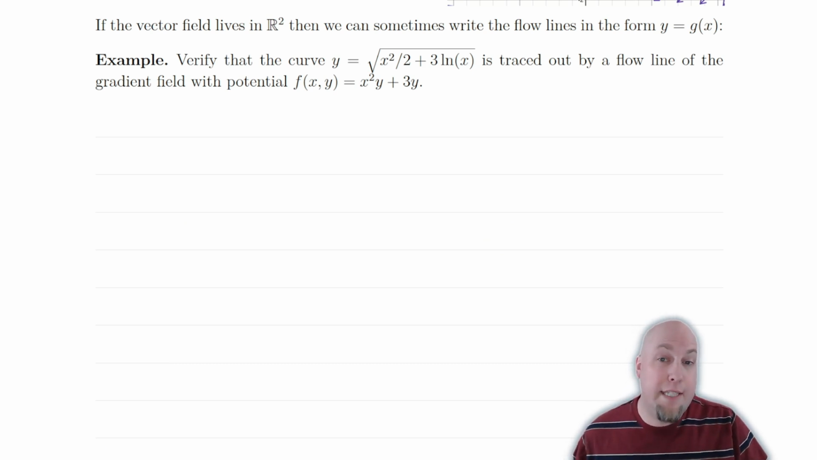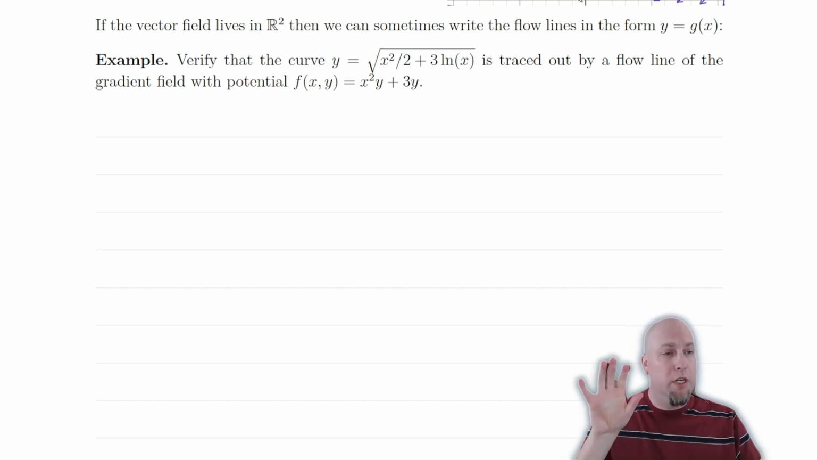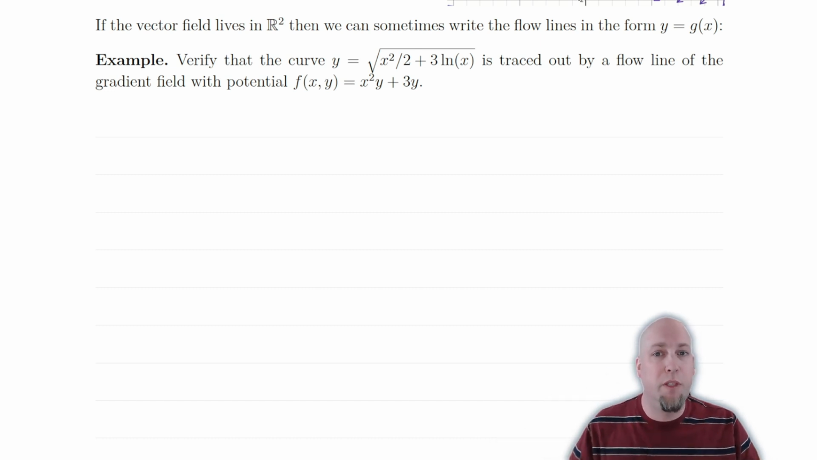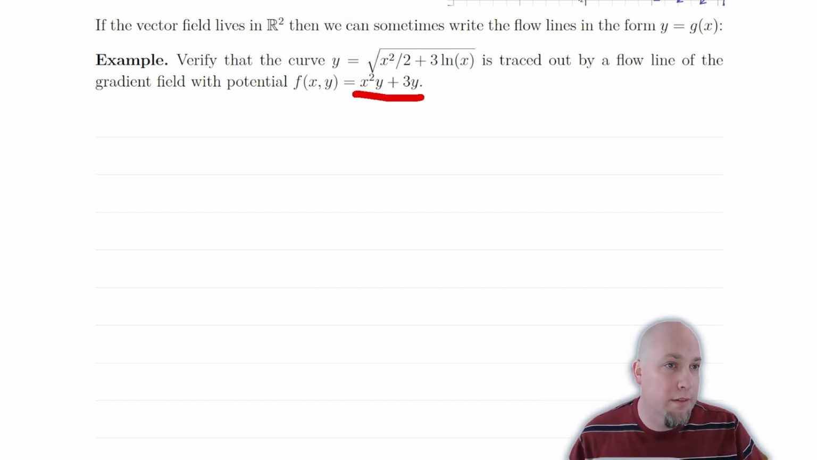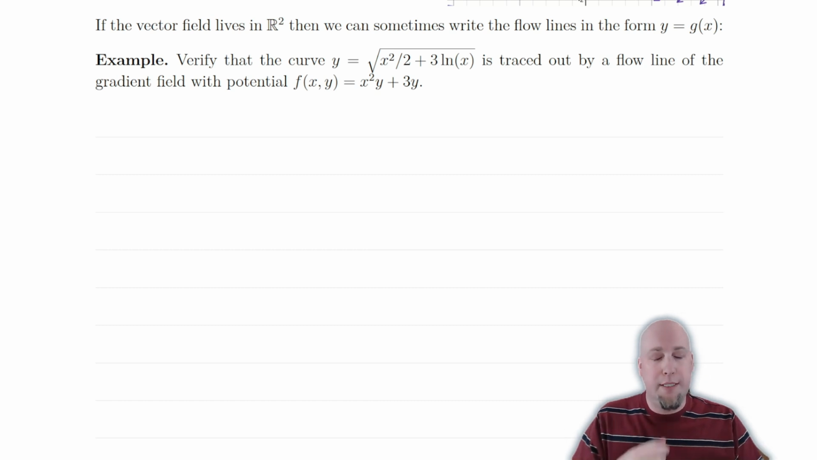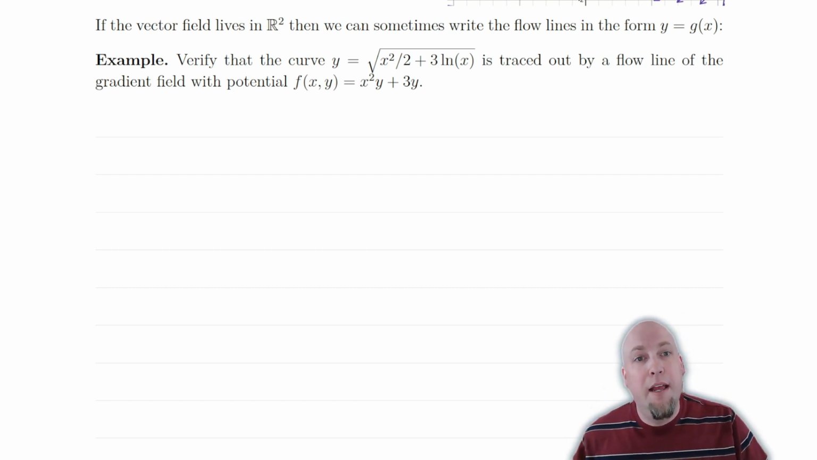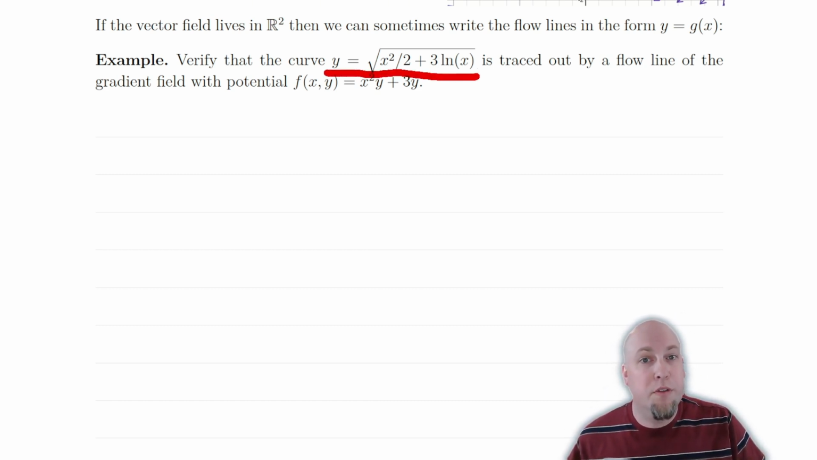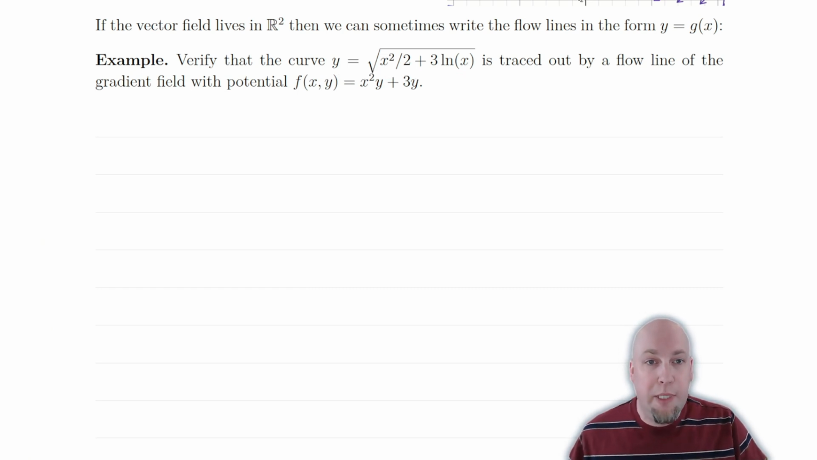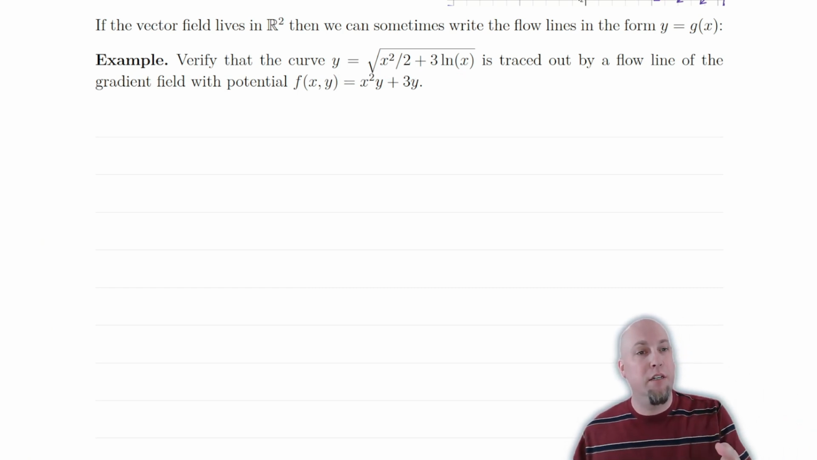Let's look at the scalar field f of x, y equals x squared y plus 3y. This is the same scalar field that we saw about a page ago. And then we're going to look at the gradient field of this, so the vector field associated with the gradients of this scalar field. And we're going to talk about what the flow lines are. I claim that the curve y equals root x squared over 2 plus 3 ln x is traced out by a flow line of this gradient field.